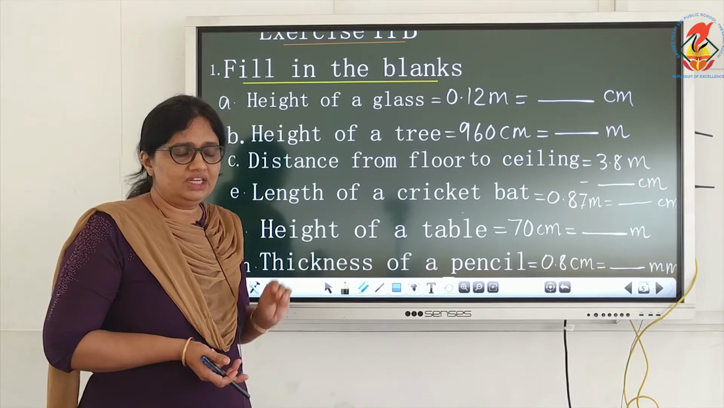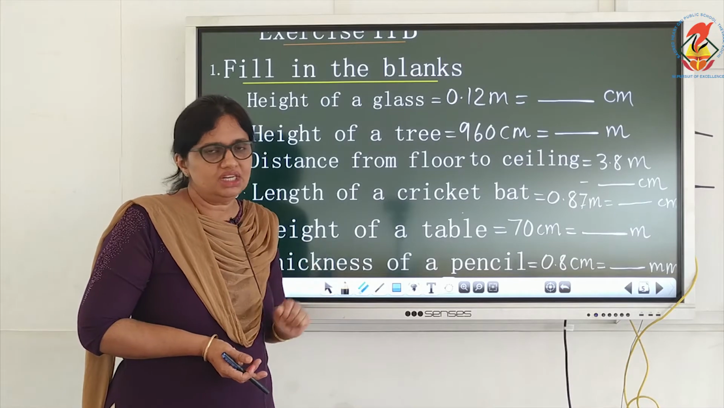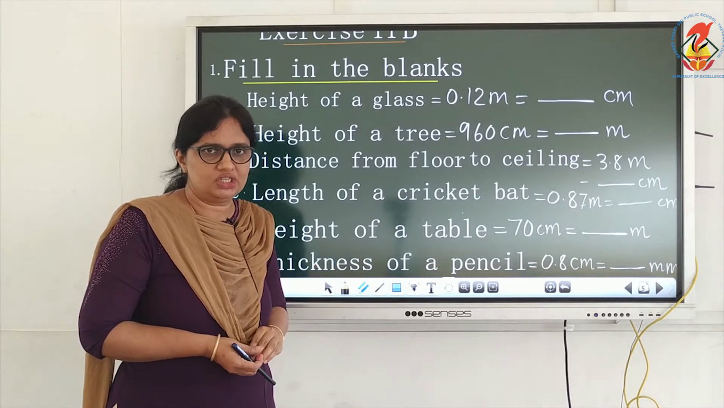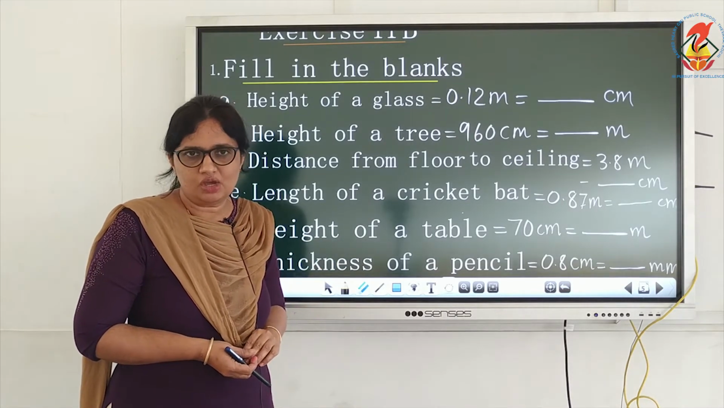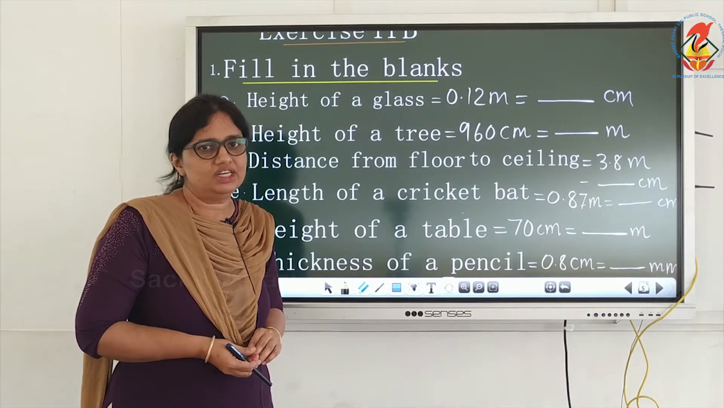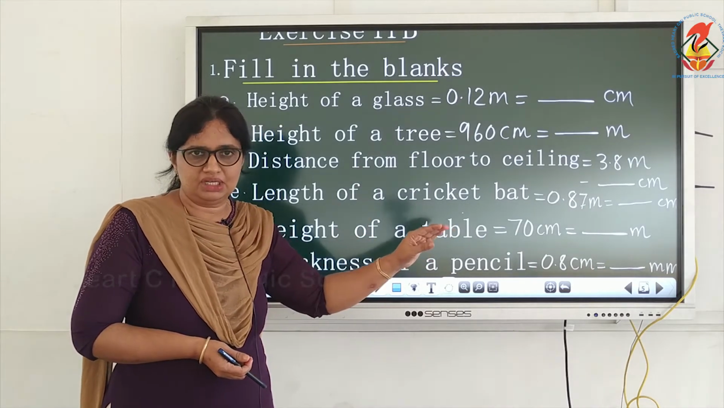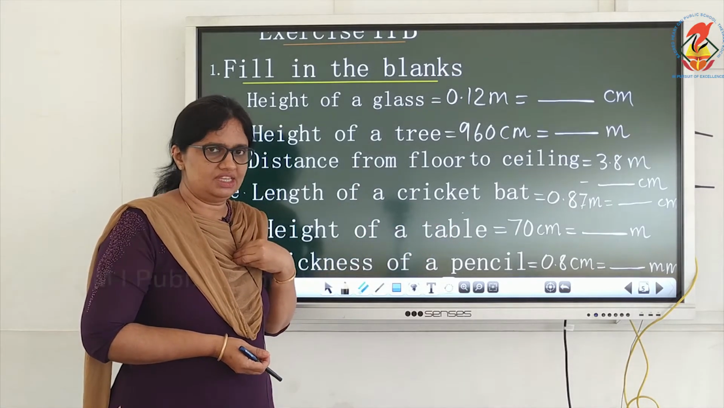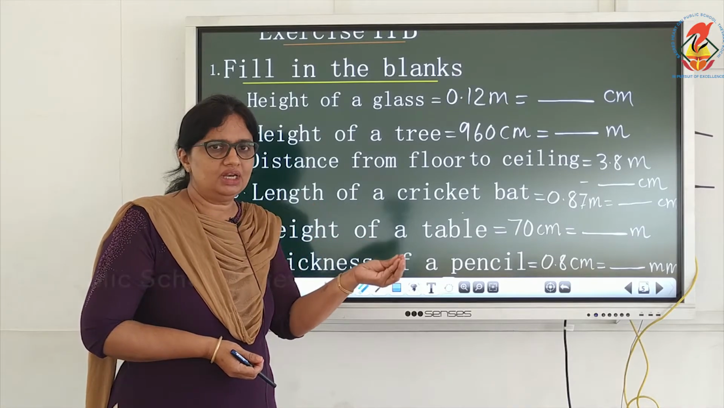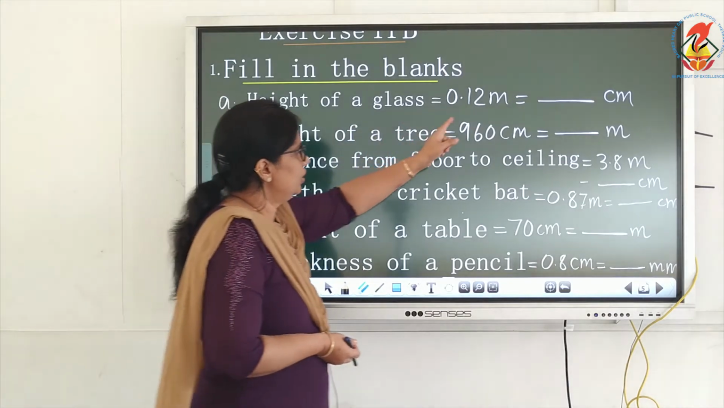How can I convert meter to centimeter? First, I need to find the relation between centimeter and meter. What's the relation between centimeter and meter? 1 meter equals how much centimeters only? 100 centimeter only. That's the relation between these two units. 1 meter equals 100 centimeter. After that, I need to decide smaller unit to bigger unit or bigger unit to smaller unit.